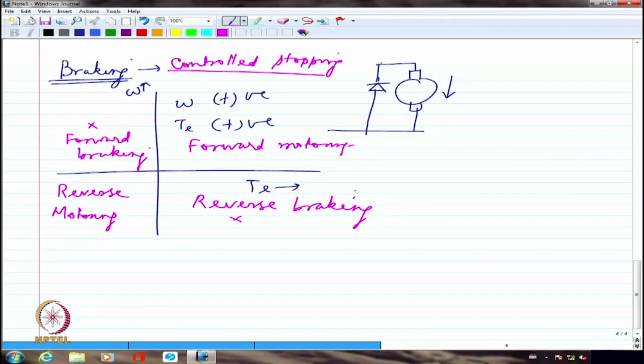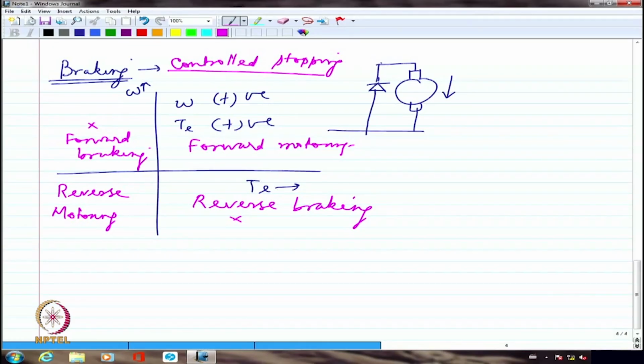We talked mainly about forward motoring. If I give the supply in the opposite direction, not the field supply also, only one of them should be given in the opposite direction, I will see essentially reverse motoring. Because IA multiplied by IF is torque. So if I reverse, let us say, only the armature current, then the torque that I generate will be in the reverse direction. So obviously, this will also start accelerating in the reverse direction. So it will be essentially reverse motoring.